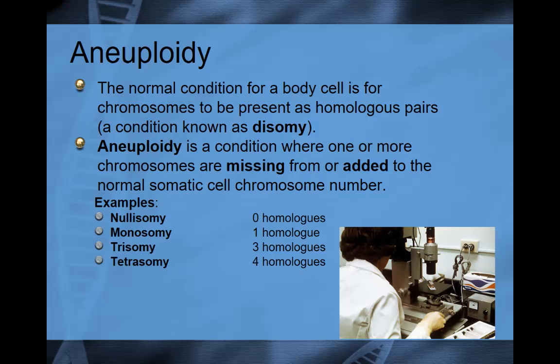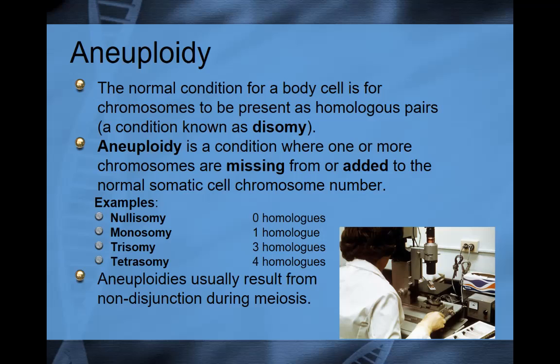The next one is tetrasomy. Now, this is a little less common than the others. It's more like nullisomy. It does happen, but it's not frequent. And this is where you get 4 copies. So you got 2 copies from each parent, giving you double the number of copies you got for a particular chromosome. And the vast majority of these aneuploidies result from a non-disjunction during meiosis.